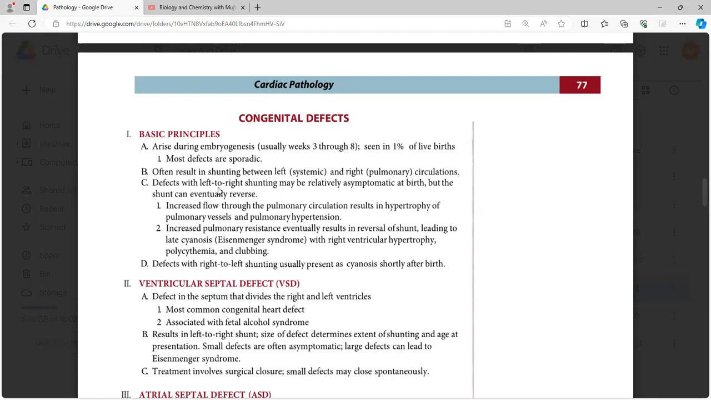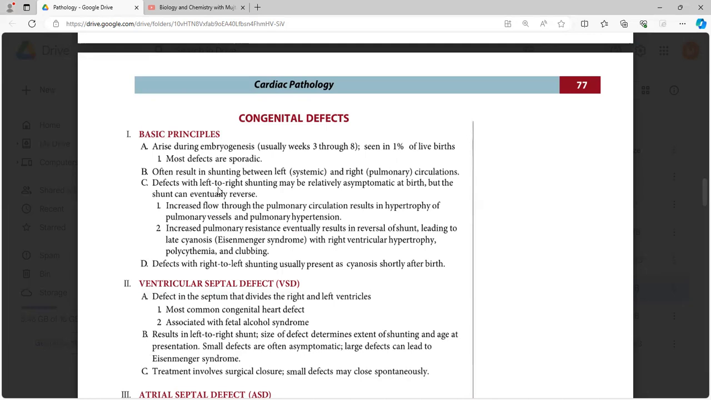Because the right side of the heart carries deoxygenated blood, when the deoxygenated blood mixes with oxygenated blood, there is cyanosis present immediately. However, when there's left to right shunting, we know that the left side of the heart is more adequately adapted to hold large amounts of pressure because of the hypertrophy of the left ventricle.